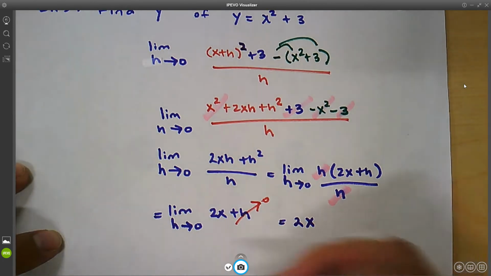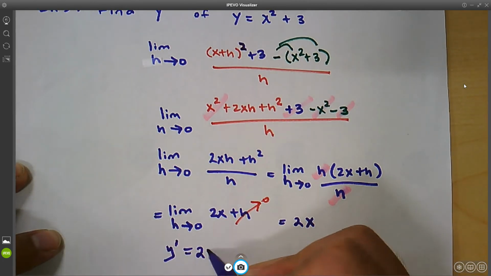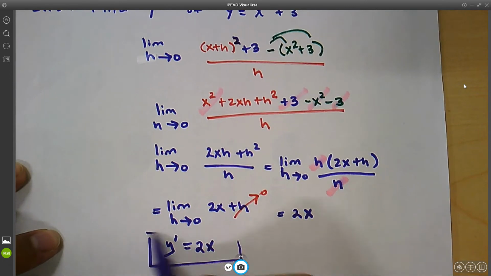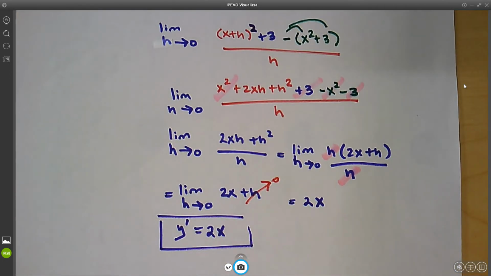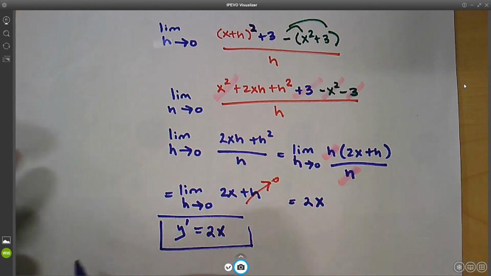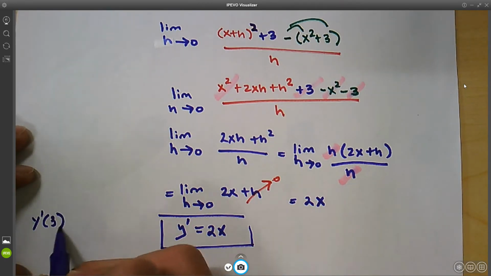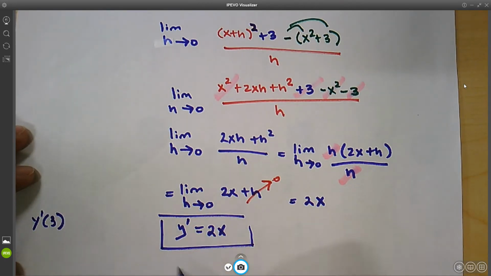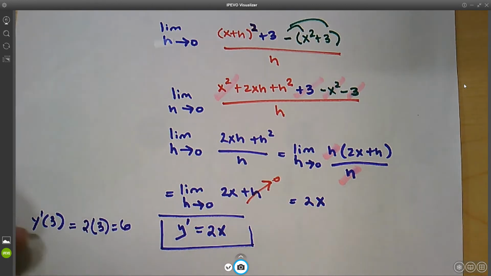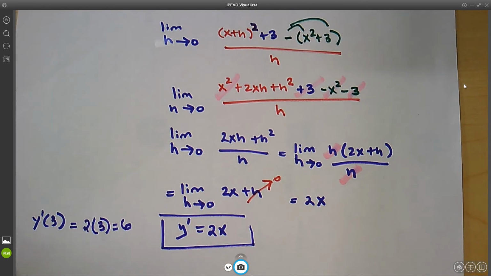Okay, so y prime is 2x. That is our formula to calculate the derivative at all x instants. So now they might say, now find y prime of 3. Well, you could say y prime of 3, using this equation, is 6. When x is 3, the slope is that.